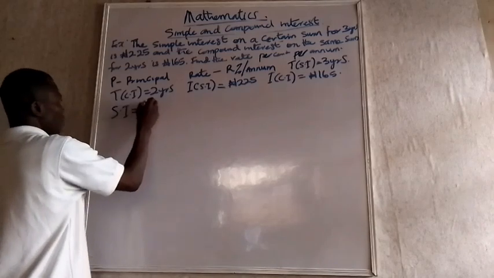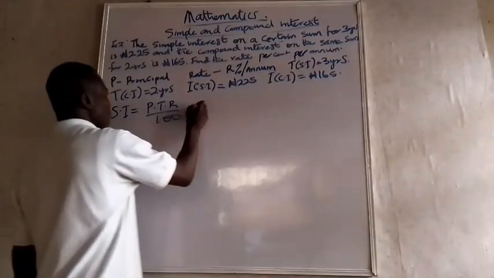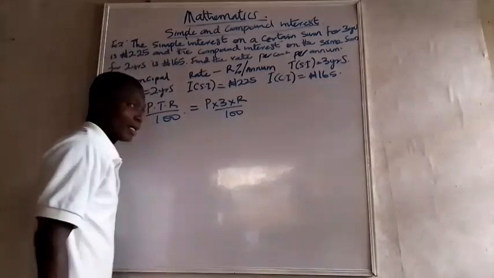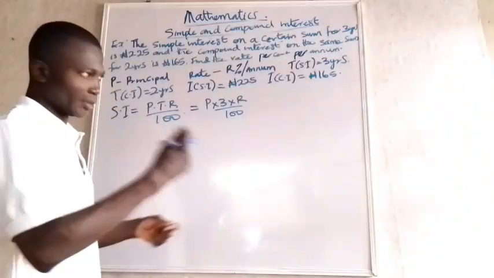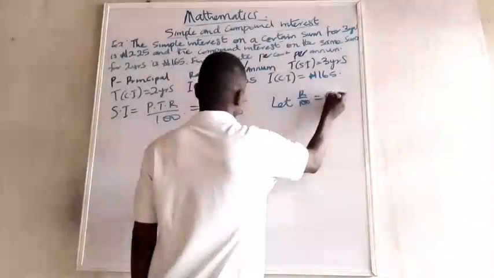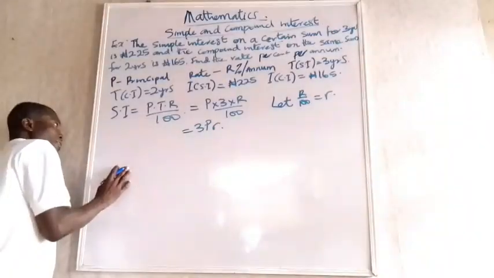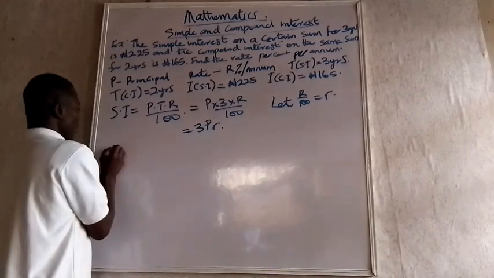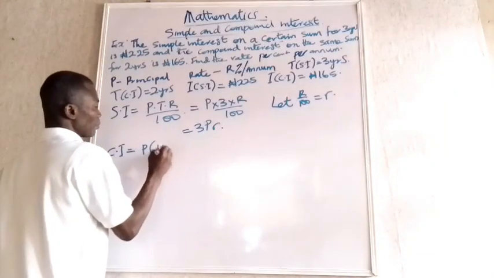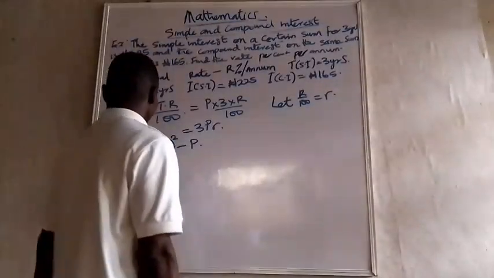Simple interest is principal times time times rate over 100. And that would be P times 3 times R over 100. And I want to make this R over 100 small r for ease in our calculation. Let R over 100 equal to r. So this one will now be 3Pr. For compound interest, let's find the amounts. And then compound interest will be equal to P into 1 plus r raised to power 2 minus P.